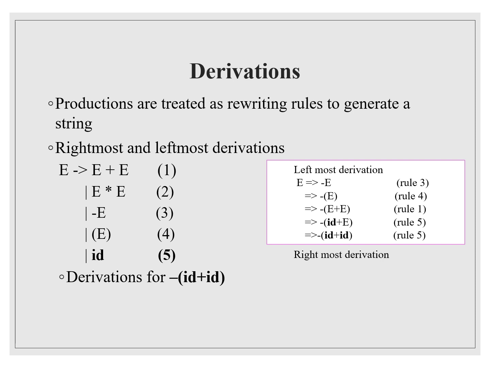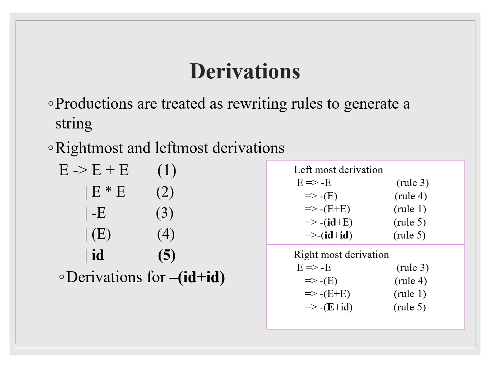Now consider the rightmost derivation. In the rightmost derivation, the process is the same. E derives minus E, E derives bracketized E, E derives E plus E. Now, instead of selecting the leftmost E, we are going to replace the rightmost E first. E derives ID. After that, ID plus ID. So this is the difference. Okay, hope you understood what the leftmost derivation and the rightmost derivation are.